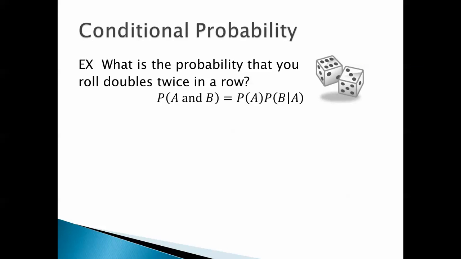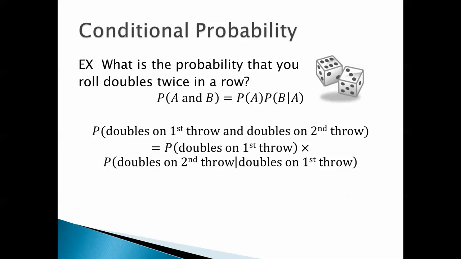Okay, what's the probability to roll doubles twice in a row? Again, the probability of A and B is the probability of A times the probability of B given A. Applying this in this situation, we get the probability of doubles in the first throw and doubles in the second throw is the probability of doubles on the first times doubles on the second given doubles on the first.